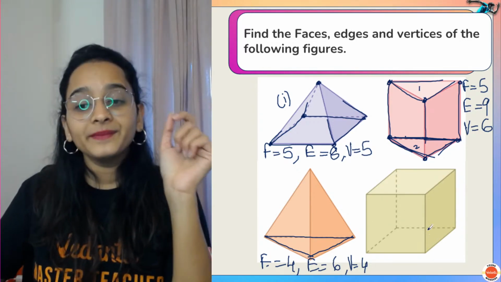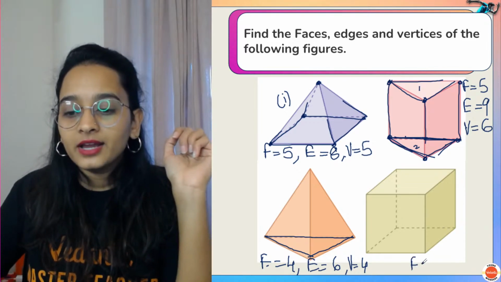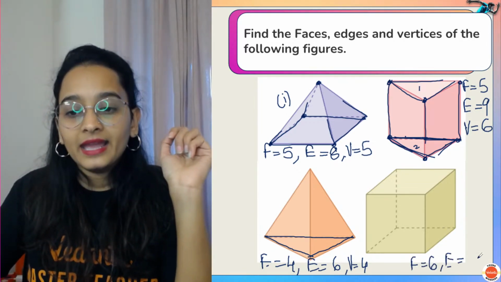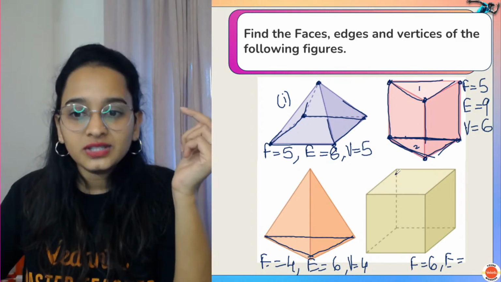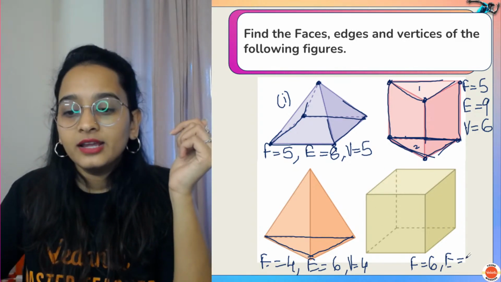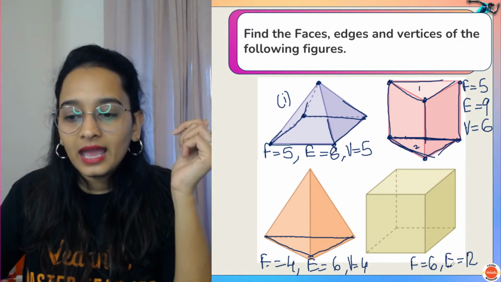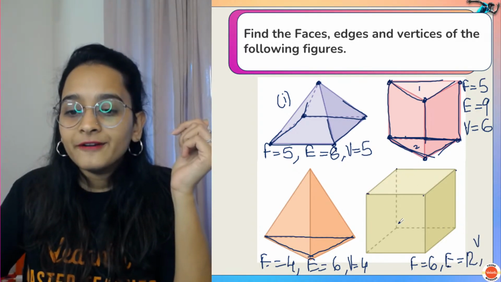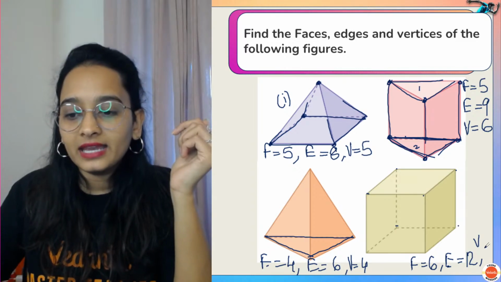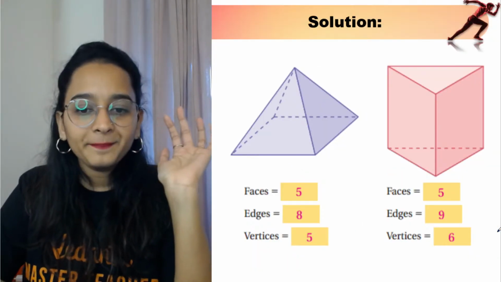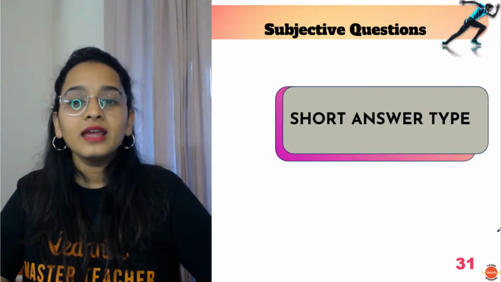Thank you, Alima. And this is a cube. A cube has 6 faces, 12 edges. 1, 2, 3, 4, 5, 6, 7, 8, 9, 10, 11, 12. 12 edges. And what are the vertices? 1, 2, 3, 4, 5, 6, 7, 8. We have 8 vertices. It's already all given here.